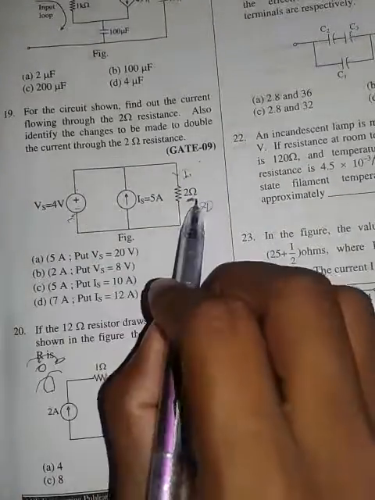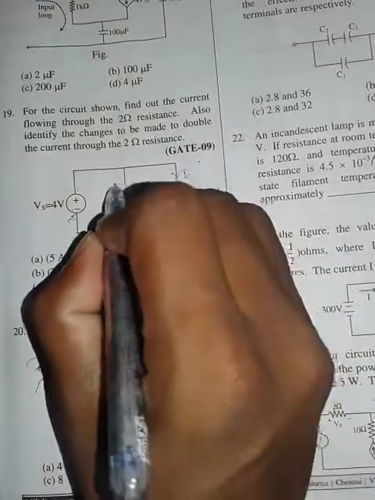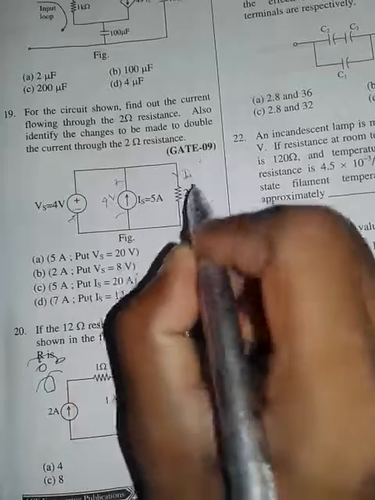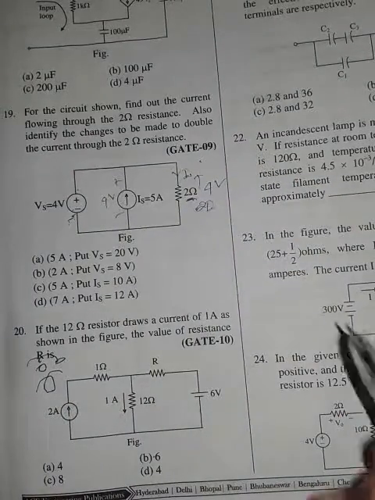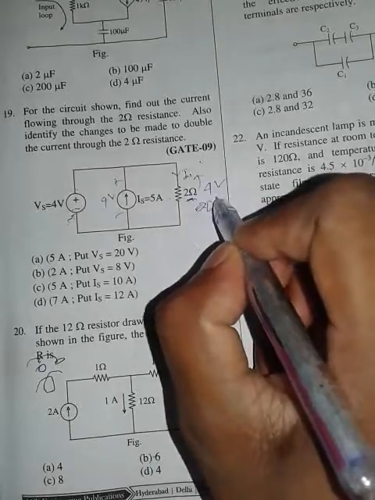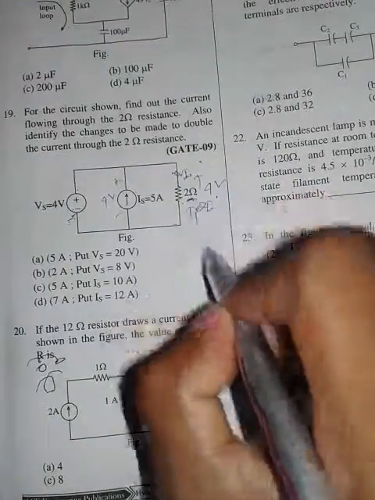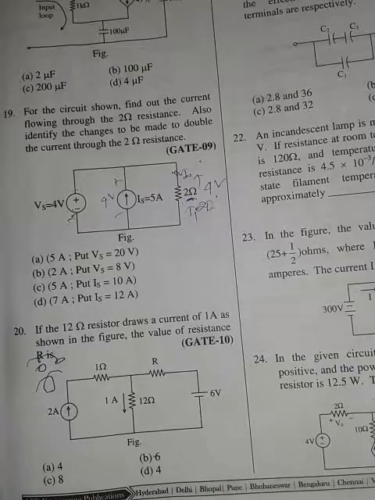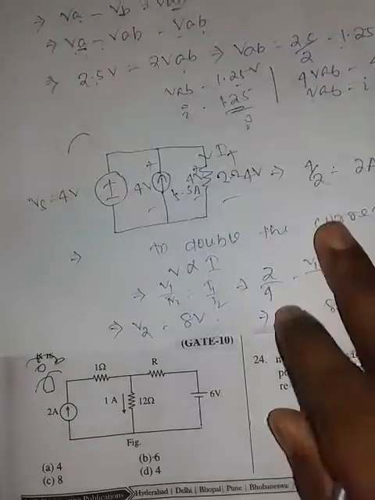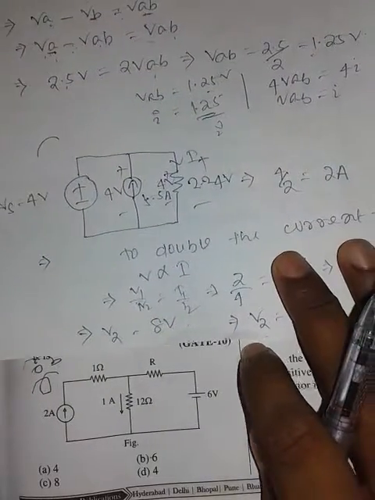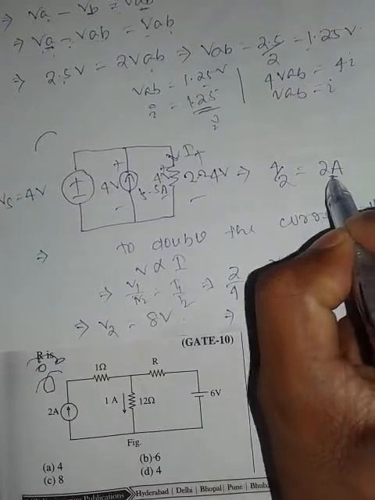In this figure we know that this is 4 volt. So the voltage across this is also 4 volt. The voltage across this is also 4 volt. So the current flowing through will be 4 by 2, which is equal to 2 ampere. So the current flowing in this way is equal to 2 ampere.